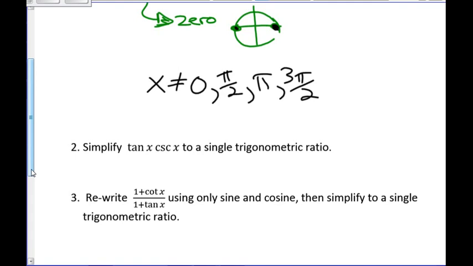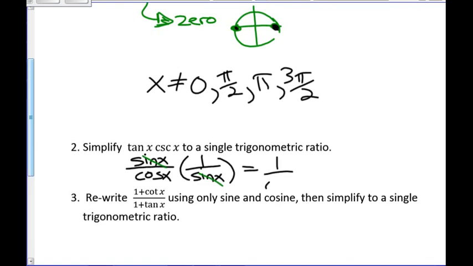Simplify tan x cosecant x into a single trigonometric ratio. So again, if we want to simplify, one of our first techniques we can use is just to convert to sine and cosine. Okay? And when we do that, we'll see that sin x over sin x divides out. We have 1 over cos x, and that is secant x.